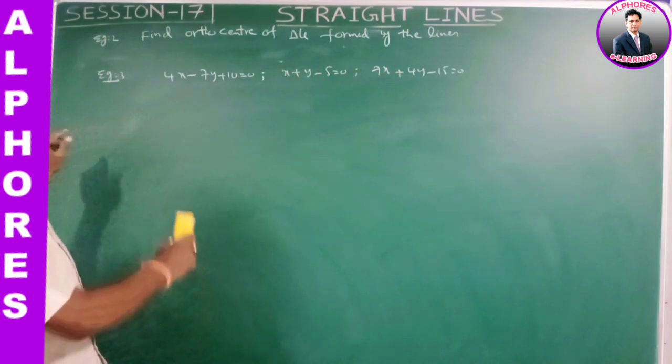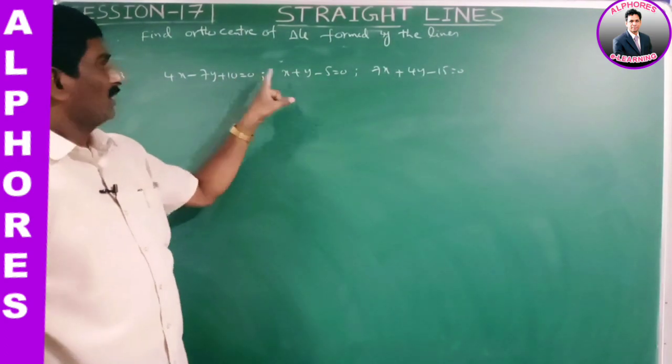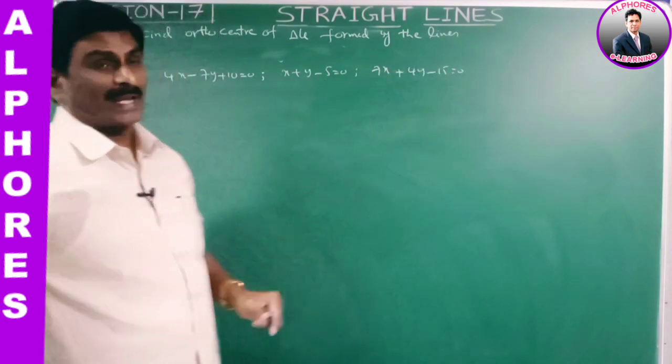Orthocenter of the triangle formed by the lines 4x minus 7y plus 10 is equal to 0, x plus y minus 5 is equal to 0, and 7x plus 4y minus 15 is equal to 0.